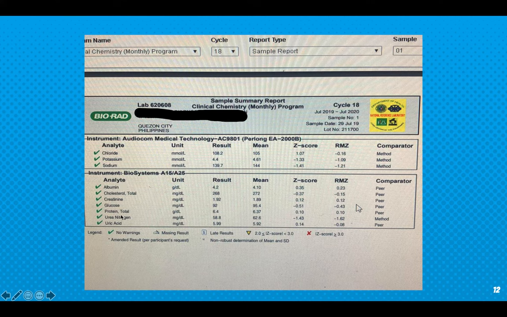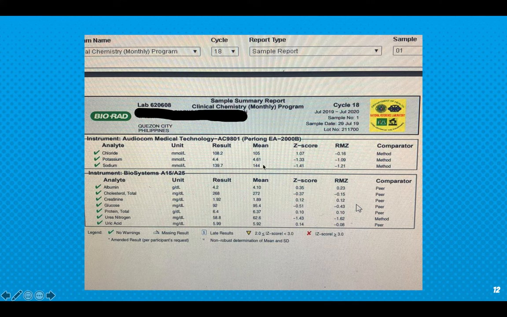I'll be boasting a little bit: I work from this laboratory. So as you can see, all your analytes are very, very good. No warning. This is actually the mean, the target value of each laboratory. As you can see, we're very close to the mean. That's why there are actually no deviations, meaning you are within plus or minus 2 SD. So that's very good.